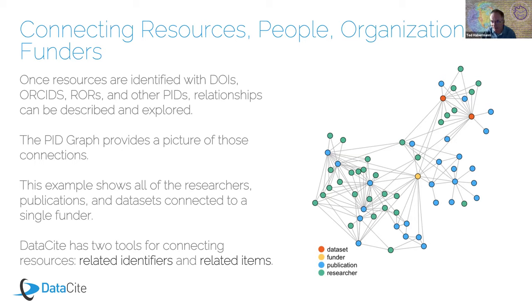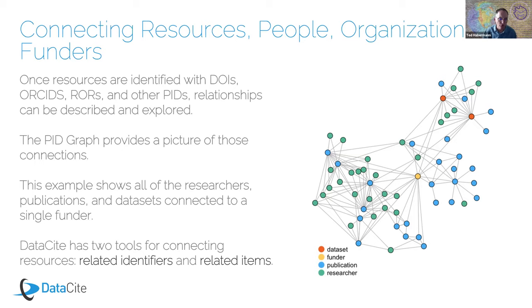In this picture, it shows all of the resources and researchers associated with a single funder in the middle here. So the PID graph is a great tool for funders and other organizations to find related work and the people related to those organizations, either funders or universities or research institutes. And I think it's also going to be more and more of an important way to find datasets, to find publications, and to follow these connections to find them. Different than Google text searches and things like that.